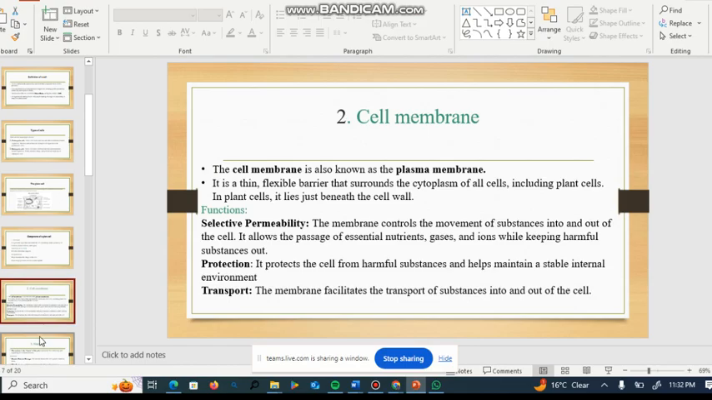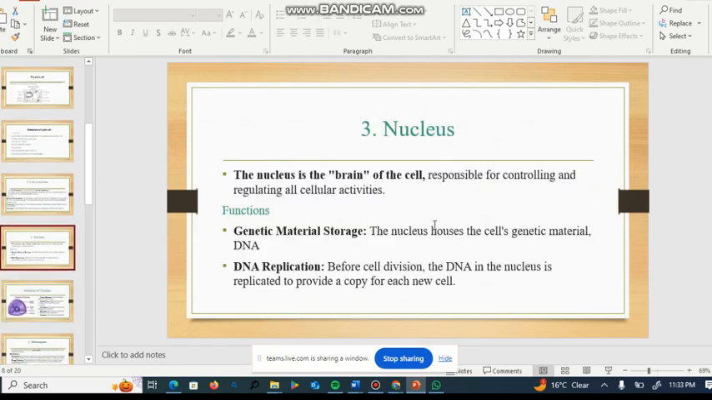Okay, thank you. Let us now look at the nucleus. The nucleus is the brain of the cell that is responsible for controlling and regulating all the cellular activities of the cell. Its functions include: it stores the genetic material, which is the DNA, and it is also used in DNA replication.